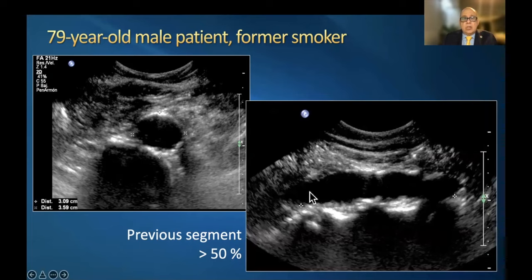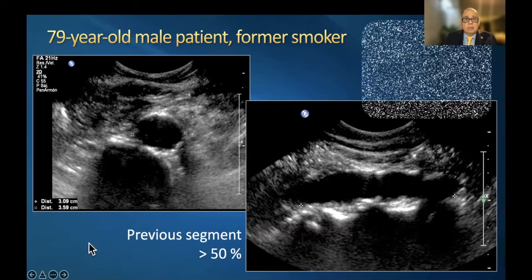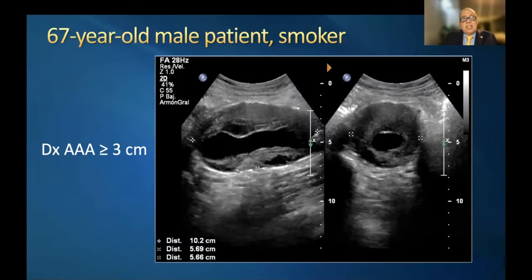It's important also to document the extension, how long the AAA is. So in this case, it's more than 10 centimeters. This is very important information for the surgeon, not only the AP and the transverse, but also the longitudinal measurement.